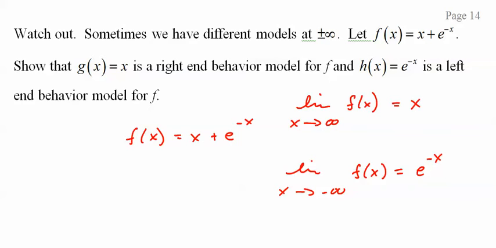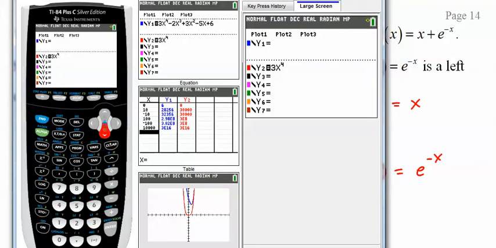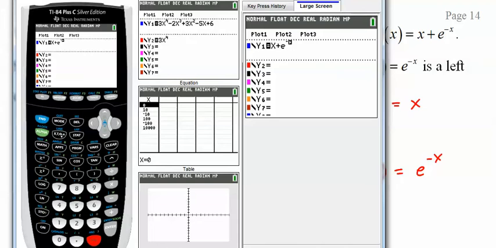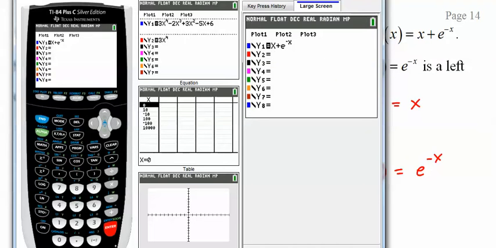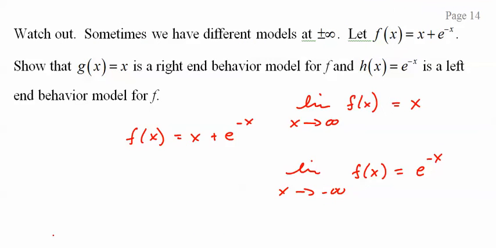So, not sure about this? Graph it. X plus e to the negative x. Look at it, and what do you get? Y equals x on the right, so it's going up the y equals x line. And on the left, it just goes to infinity. It's e to the negative x. It gets bigger and bigger and bigger. Complicated stuff. We'll sort it all out.